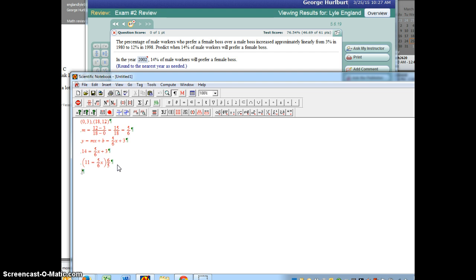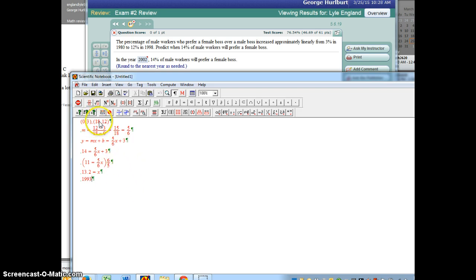I'm going to grab my calculator and type that in. 11 times 6 divided by 5. My calculator told me that was 13.2 equals x. So what that tells me, it's going to take a little over 13 years. We started in 1980. 1980 plus 13 years is 1993 would be my answer. They have 2002.